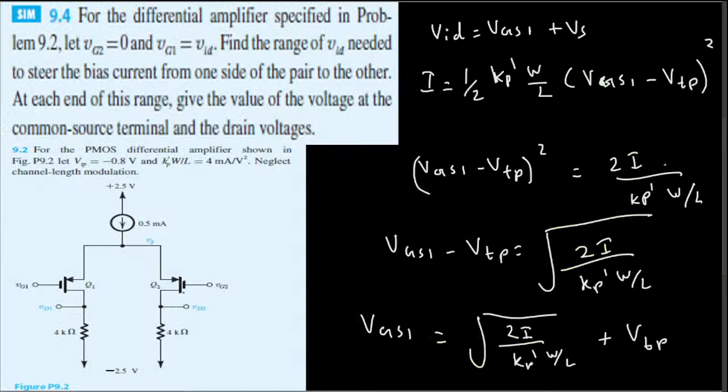We assumed Q2 is cut off and Q1 is on. Now what we are going to do is the opposite. We are going to assume Q1 is cut off and Q2 is on. So we are going to end up having the exact same equation, the one we derived, that is VID.